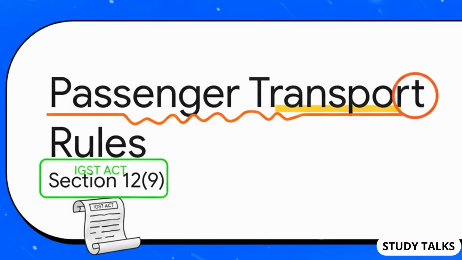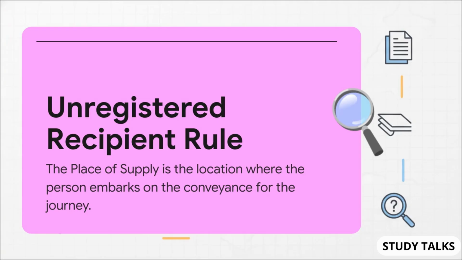It's that critical. So, now that we know why it's so important and we know what the trap is, let's finally look at the actual rule that gives us the right answer. This all comes from Section 12, subsection 9. The rule is actually pretty straightforward once you push that return ticket idea out of your mind. For any unregistered person, the place of supply is simply where they got on the plane, the train, the bus for that particular trip. The key word is embarks. Where did that specific leg of the journey start?